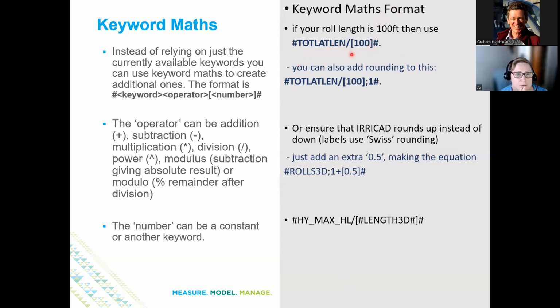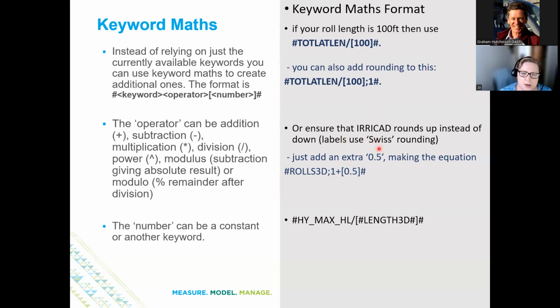We've got total lateral length, and if we're saying that they come in rolls of 100, we can divide that by 100. So the constant is in the square brackets. And we can also still round that number. If we want that number rounded to the closest whole number, then we can use that semicolon to round to 1. We can also round and add additional constants.